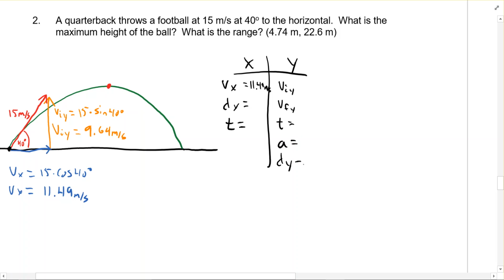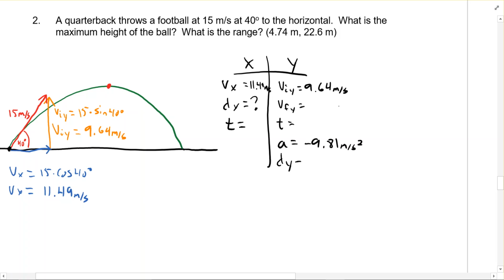And then what else do I know? So I know Vi in the y direction now. I figured that out. That was the orange one over there. It's 9.64 meters per second. I always know acceleration due to gravity. That's kind of a gimme every time. Negative 9.81 meters per second squared. And I'm looking for the range, right? So that's my goal in the end.